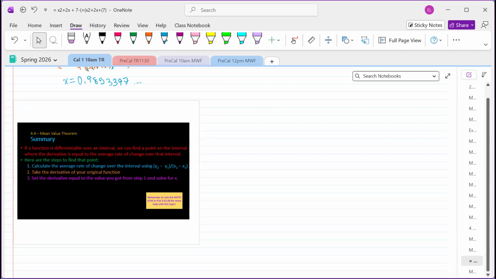So, mean value theorem questions. We calculate the average rate of change by finding the y values, the difference of those over the difference of the x values. We take the derivative, we set the things equal to each other and solve.